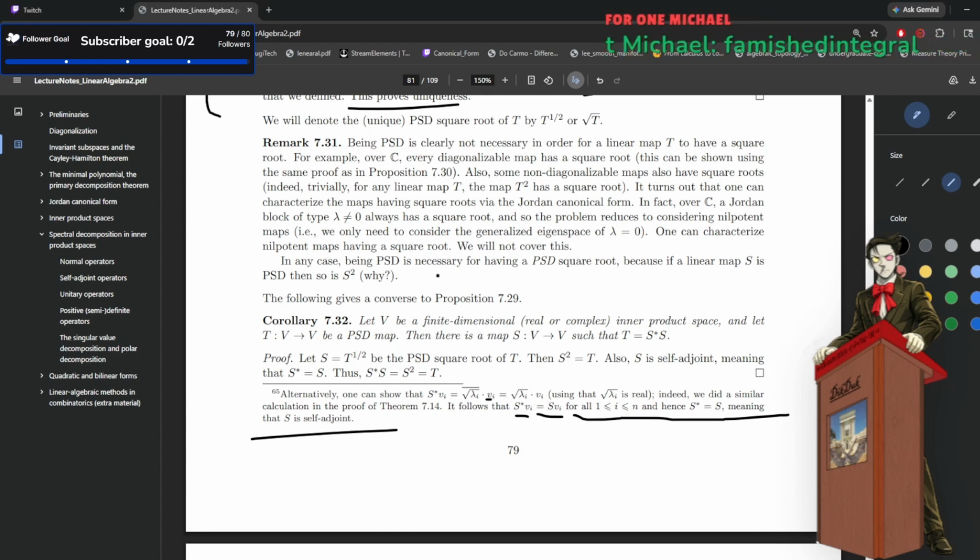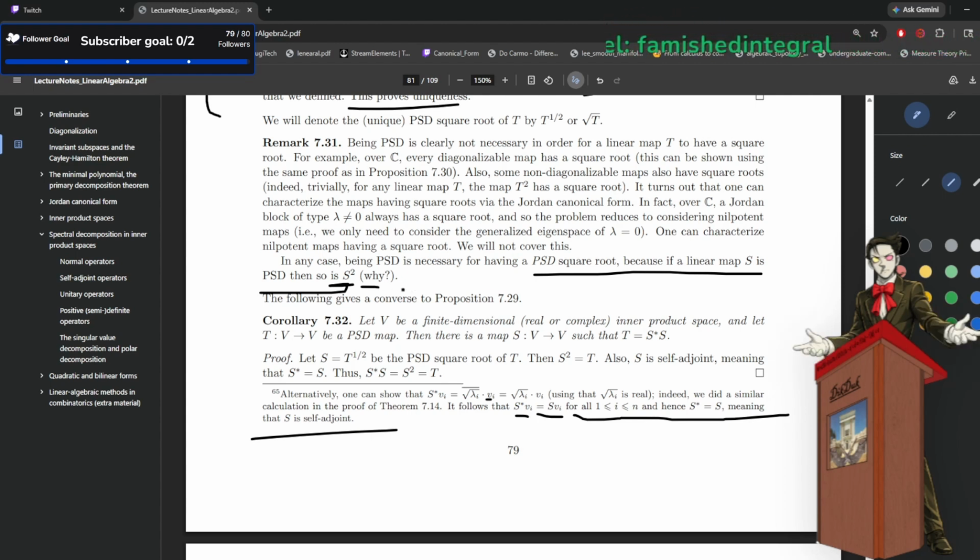In any case, being positive semi-definite is necessary for having a positive semi-definite square root. Because if a linear map S is positive semi-definite, so is S squared. Why? If it's positive semi-definite and you have your S squared, since S is equal to the root of lambda i, or I guess mu i. In any case, being positive semi-definite is necessary for having a positive semi-definite square root.